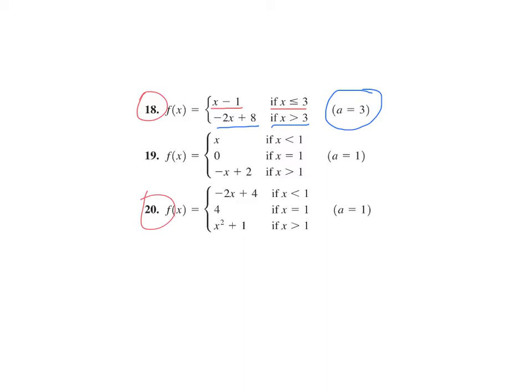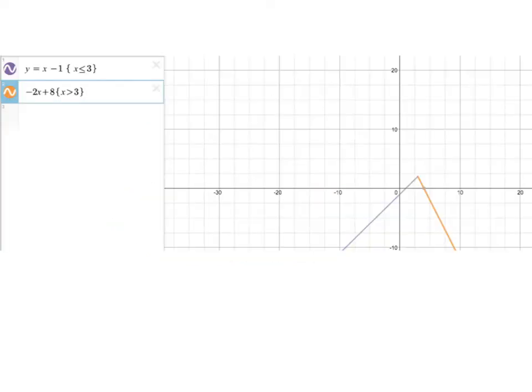Okay, so let me show you how we use Desmos to do this, and then I'm going to repeat the process for this function here. Notice this function has 3 pieces: negative 2x plus 4, a 4, and an x squared plus 1. So as it turns out, with the Desmos graphing calculator, you can graph piecewise defined functions. The way you do it is, you just type in the function, y equals x minus 1 in this case, and then in curly braces, you put the domain that you want to graph for that part. For us, that's x is less than or equal to 3.